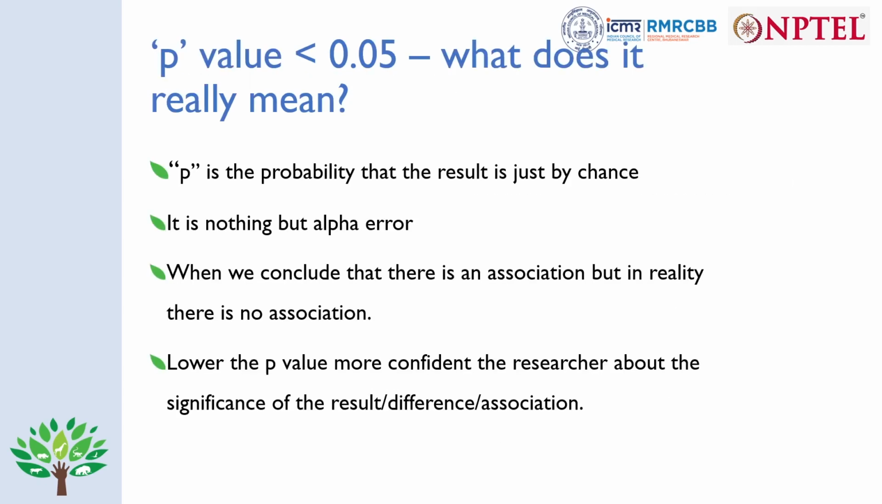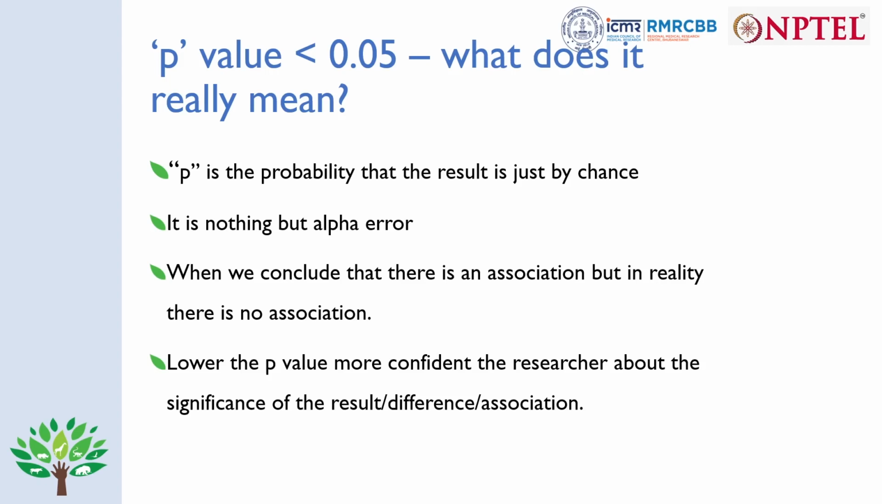So what is the p-value? The p-value is the probability that the result is just by chance, and it is nothing but the alpha error. When we conclude that there is an association, but in reality there is no association, that is an alpha error, and the probability of the alpha error is known as the p-value.